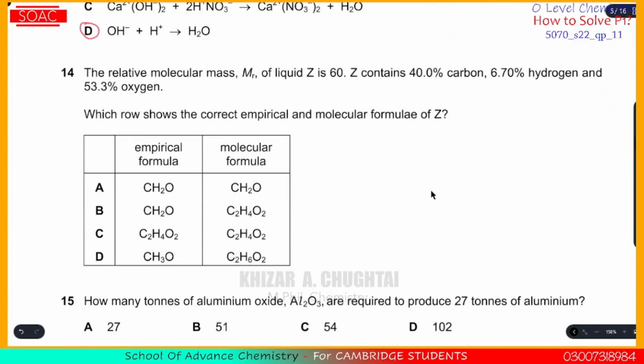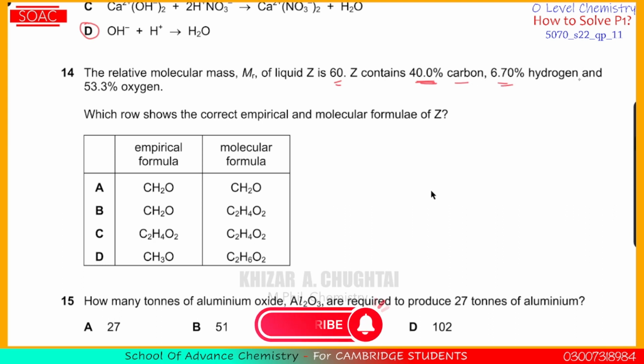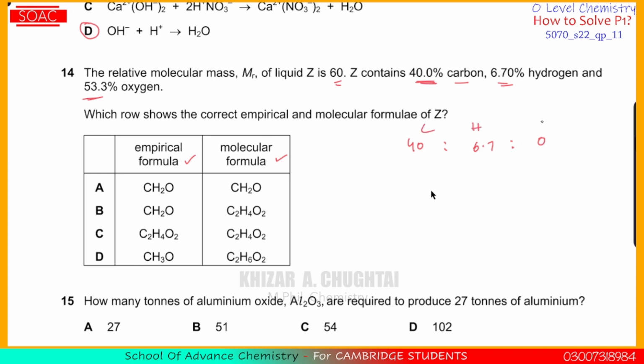Question number 14, the relative molecular mass Mr of the liquid Z is 60. Z contains 40% carbon, 6.7% hydrogen, and 53.3% oxygen. So I'm going to make the empirical formula and molecular formula. First of all, carbon, that is 40, ratio hydrogen 6.7, ratio oxygen 53.3.